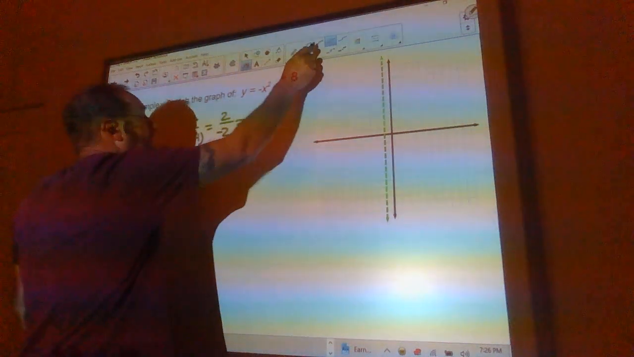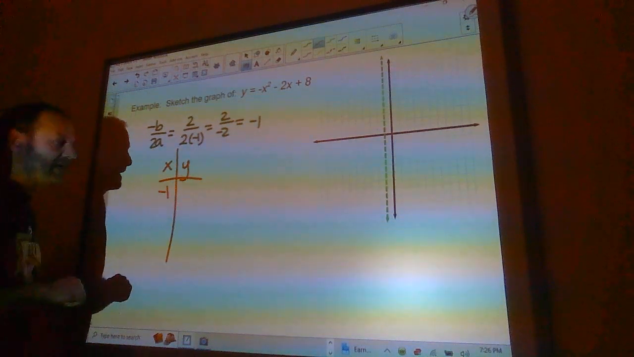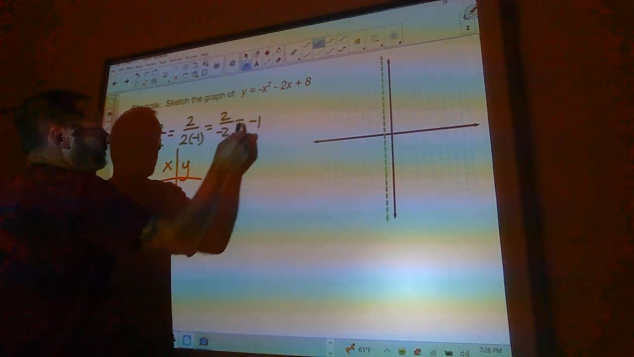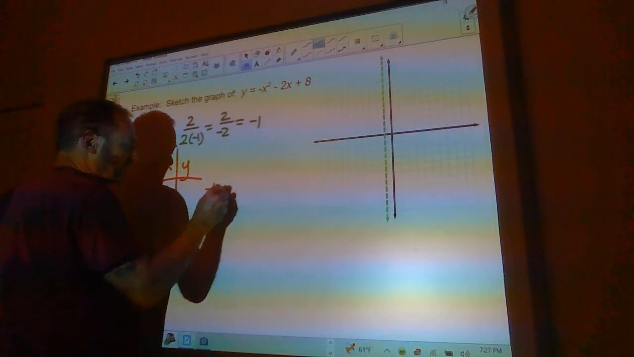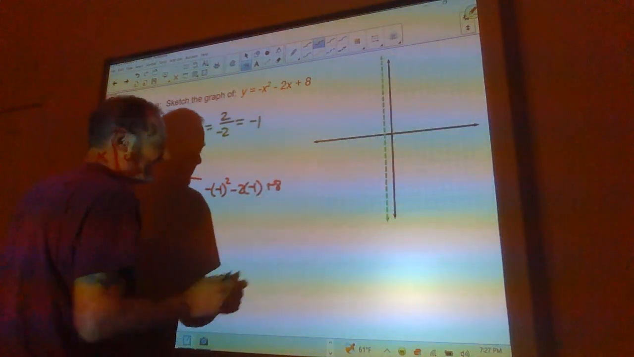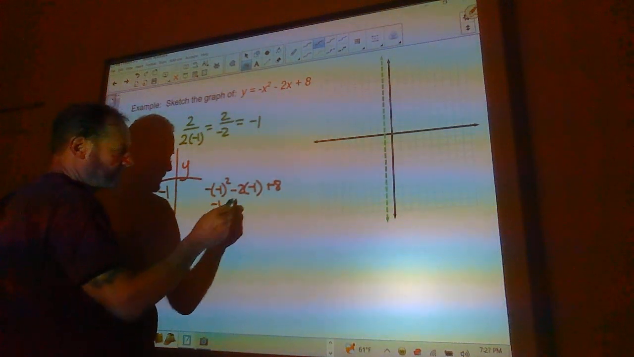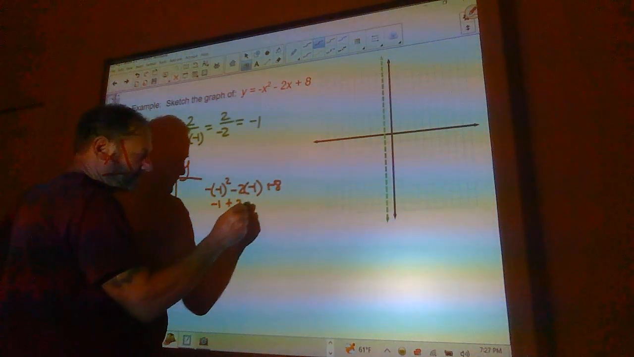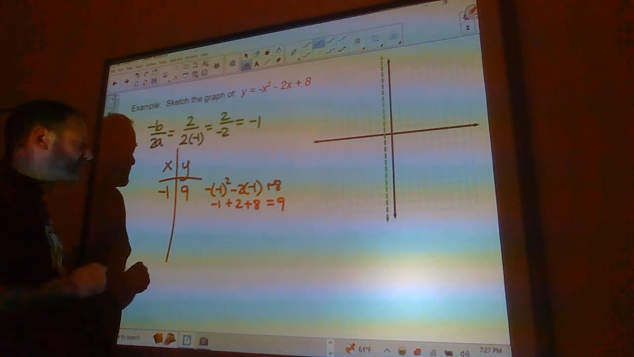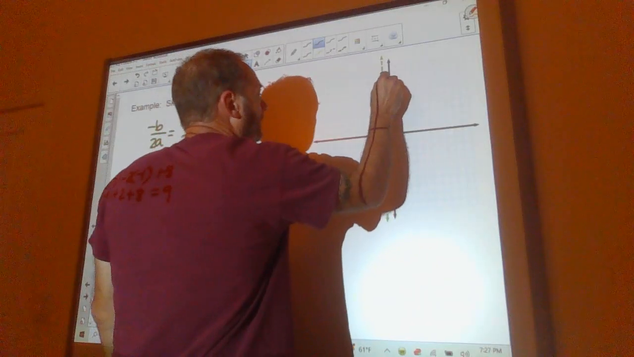Next, I'm going to make a table, and the first thing going into that table is my axis of symmetry. That's going to let me find the vertex. So I'm going to plug negative 1 into this equation. I'm going to get negative 1 squared minus 2 times negative 1 plus 8. So negative 1 squared is 1, but it's negative 1. Negative times negative is a positive. So this ends up being 9. The vertex is at negative 1, 9. That's going to be right there.